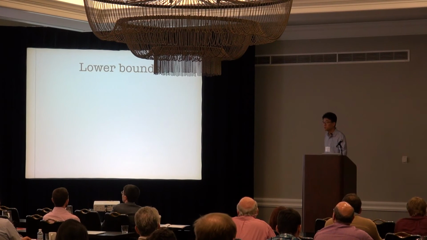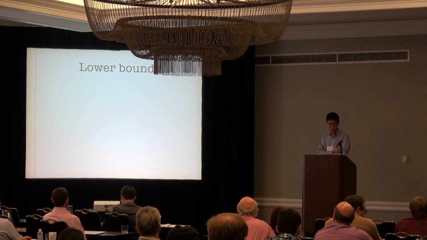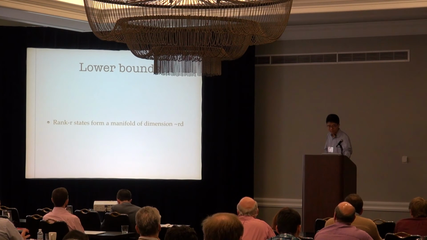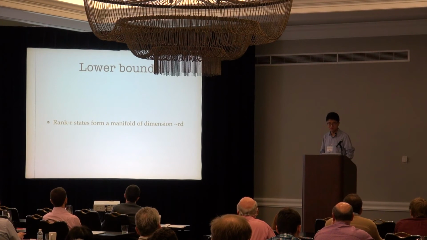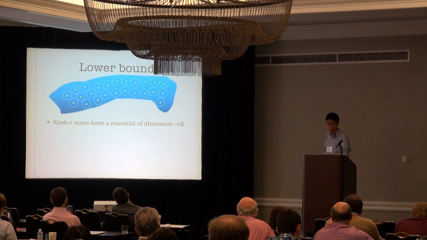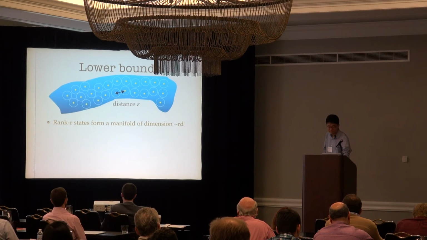And what about lower bounds? What's the limitation of tomography? So the rank R states form a manifold of states of real dimension roughly R times d, because there are R times d number of parameters. So we imagine the manifold of states as just Euclidean space.